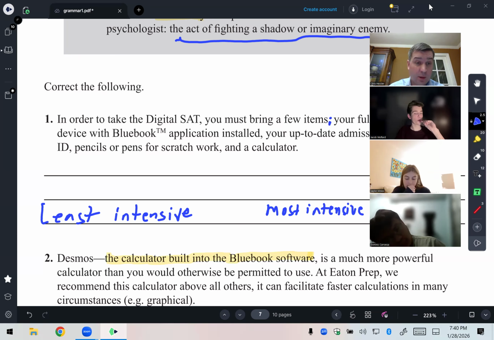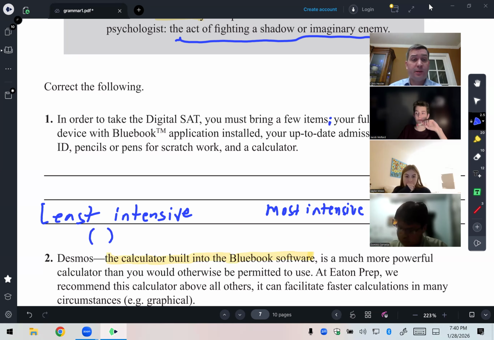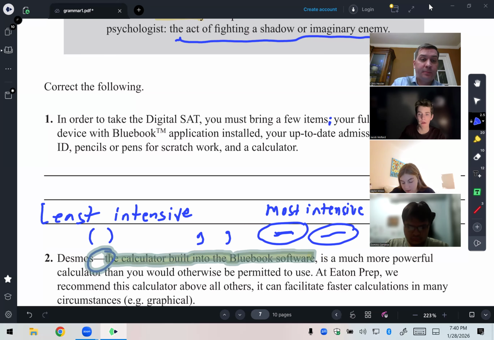Okay. So the least intensive way to offset our non-essential clause would be with parentheses. The next most intensive, sort of middle of the road way of doing it would be with commas. And then the most intensive way to include this non-essential clause would be with em dashes, if we really wanted to emphasize that this calculator is built into the testing software or whatever. So if we open it with an em dash, we must close it with the em dash, but they don't. So that's one way we could fix it.